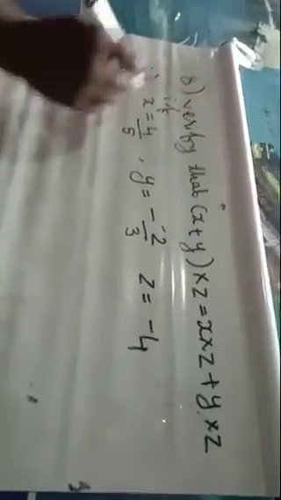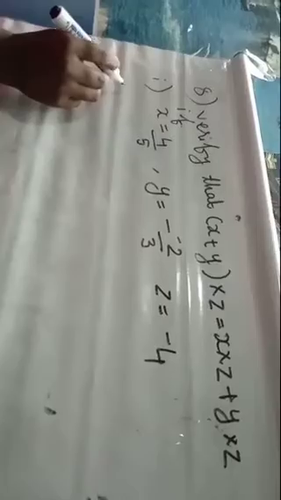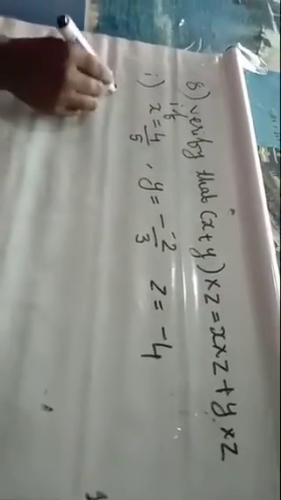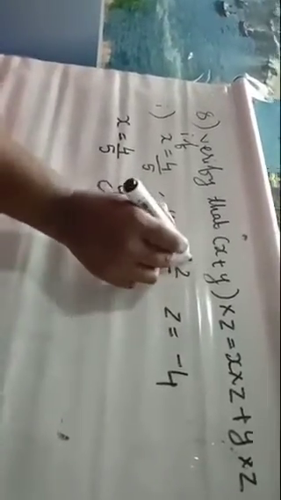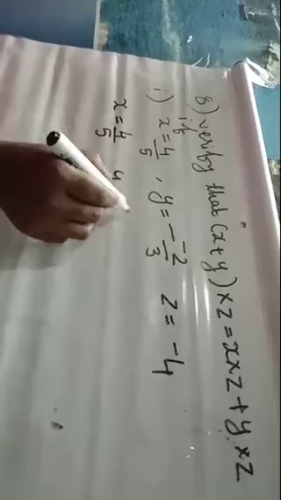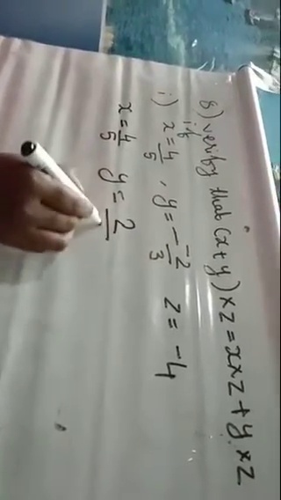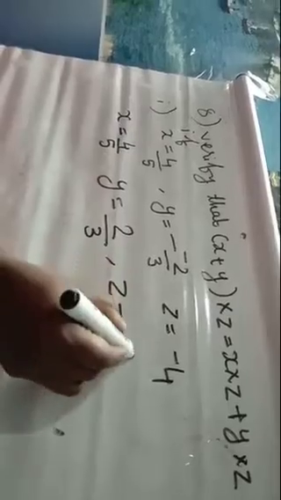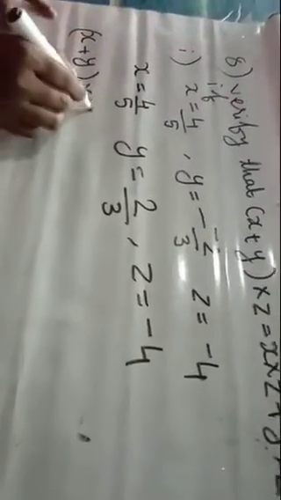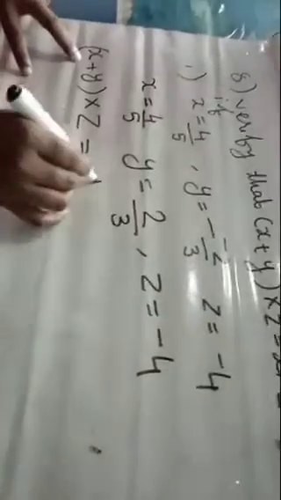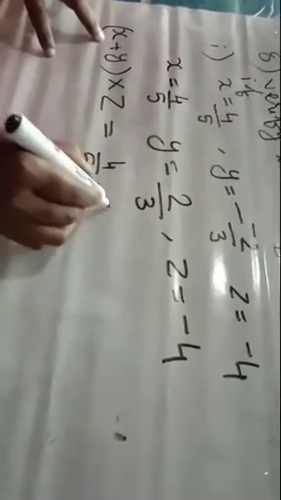We want to check it for a given number. Here x equals 4/5, y equals -2/3, and since there are two negative signs, minus of minus is plus, so y is 2/3, z equals -4. So first we take the LHS, (x + y) × z, and substitute the values.